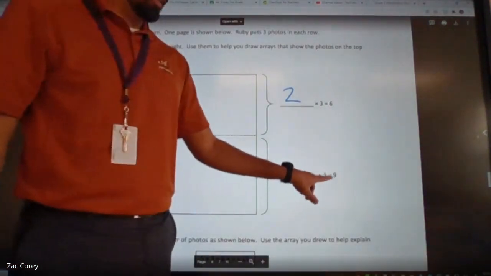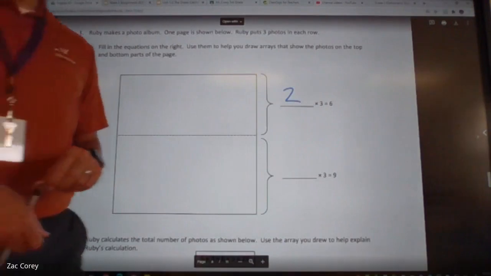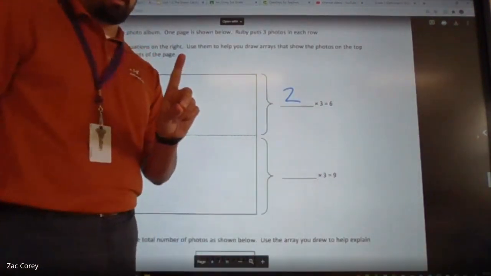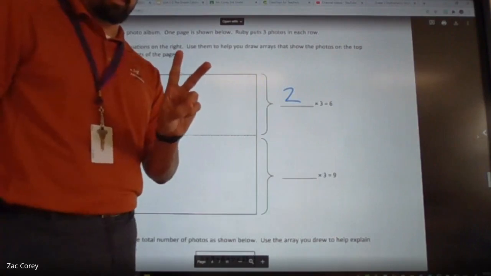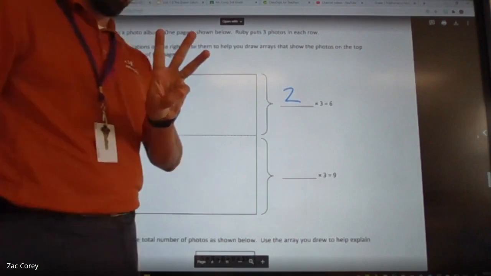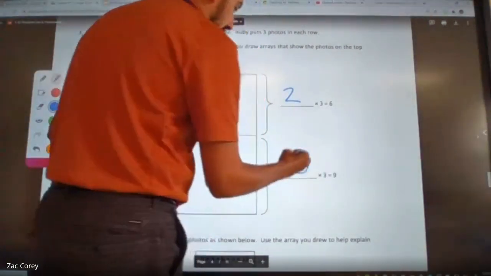It says blank times 3 equals 9. So what times 3 equals 9? So let's count by 3s and stop when we get to 9. So 3 plus 3 equals 6. And then 6 plus 3 equals 9. We just counted by 3 3 times, and we stopped when we got to 9. So we're going to write 3 here.